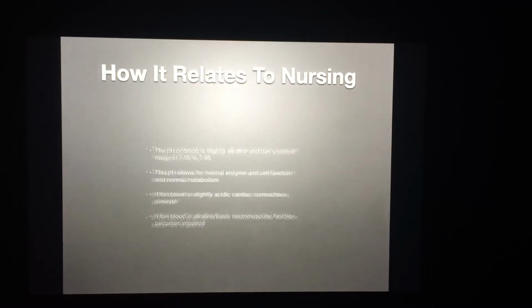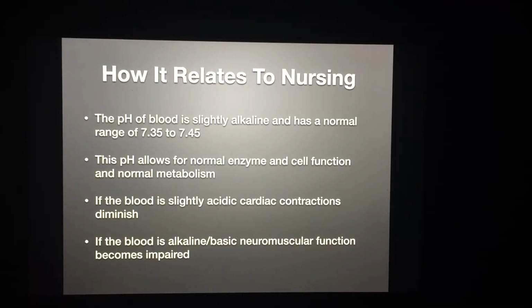How it relates to nursing. The pH of blood is slightly alkaline and has a normal range of 7.35 to 7.45. This pH allows for normal enzyme and cell function and normal metabolism. If the blood is slightly acidic, cardiac contractions diminish. If the blood is alkaline, basic, neuromuscular functions become impaired.